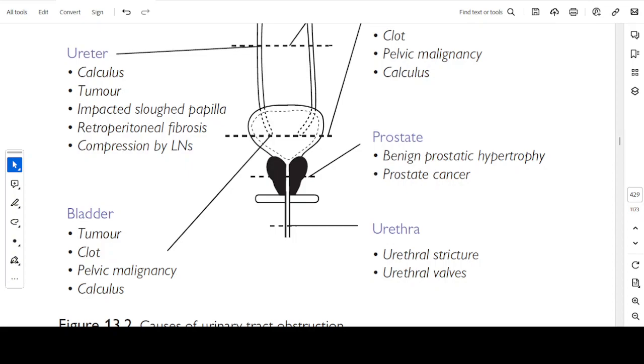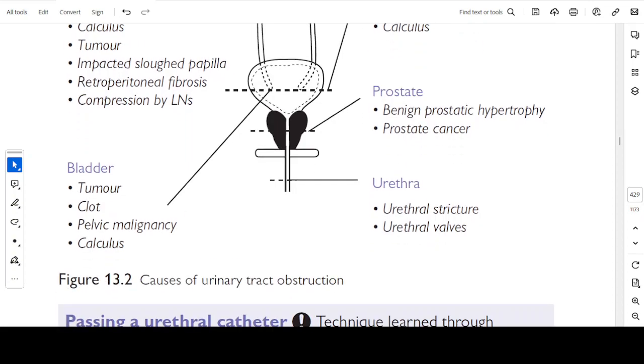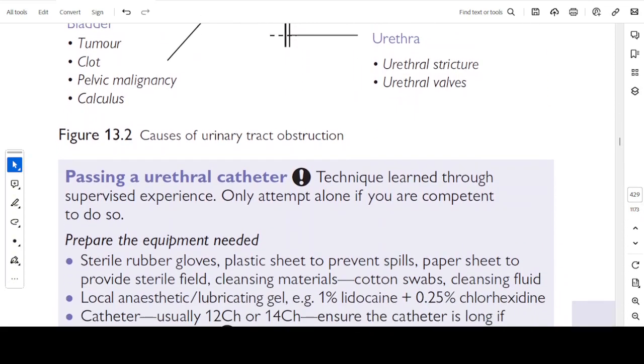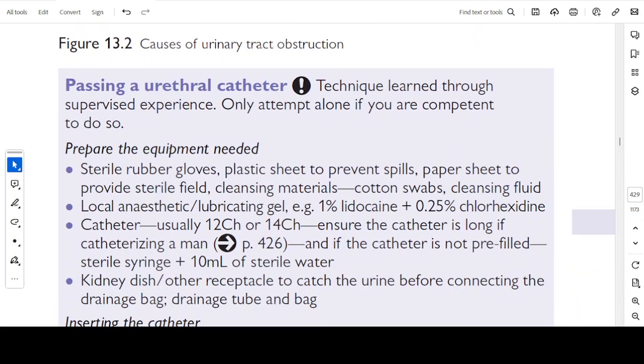In the bladder, there could be a tumor on one side, or a clot, or a pelvic malignancy, or a calculus which is more on one side. So that can cause a unilateral obstruction even when there is a bladder pathology. Prostate pathology, benign BPH and prostate cancer, will cause bilateral obstruction. Urethral stricture and urethral valves will cause obstruction on both sides. That was the figure on causes of urinary tract obstruction.